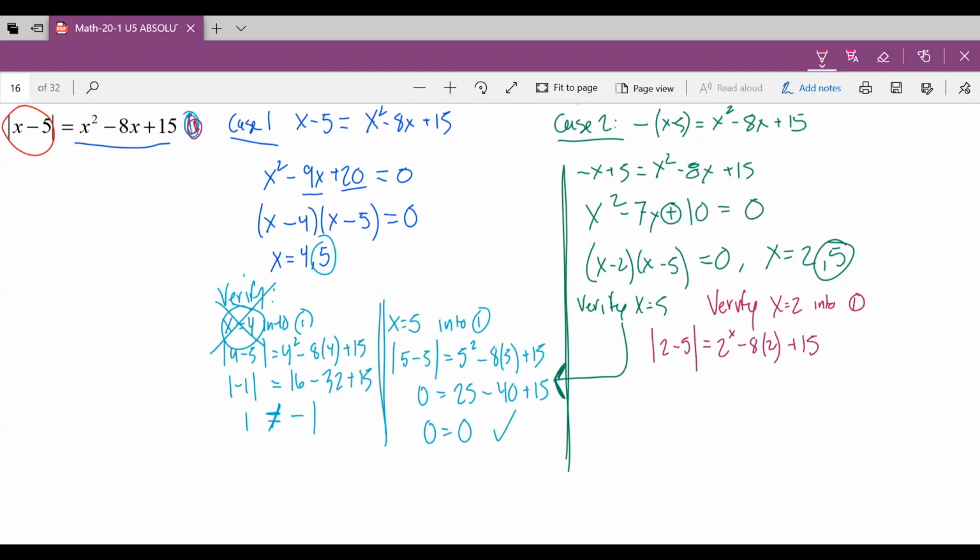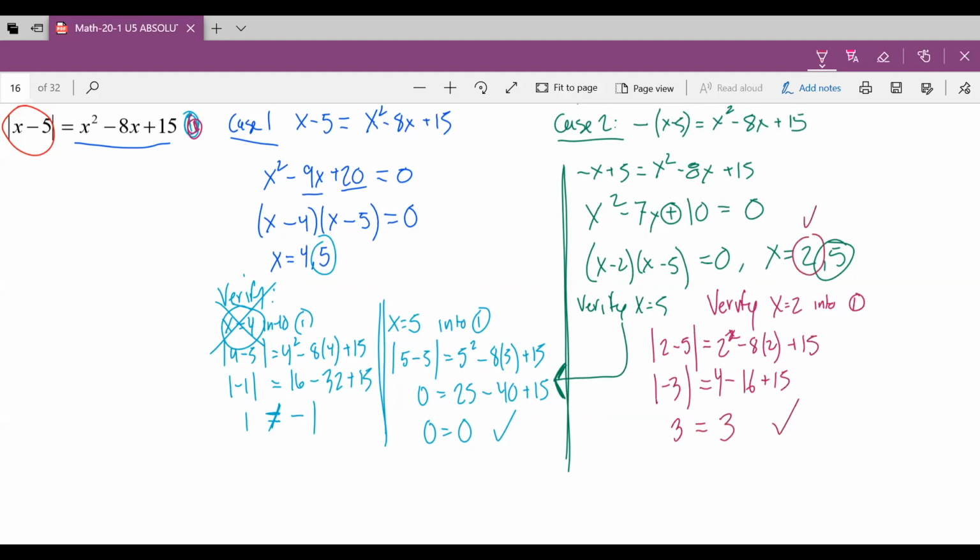And on the left side now, 2 minus 5 is negative 3, equals 4 minus 16 plus 15. All right, that looks right. Well, the absolute value of negative 3 is 3. And 4 minus 16 plus 15, hey, that's going to equal 3 as well. Cool. Looks like that works as well.